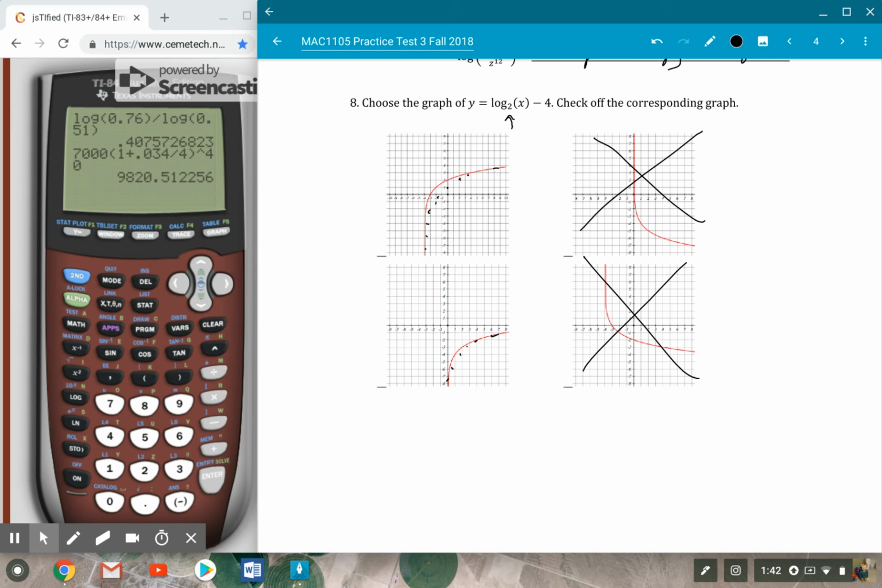It's headed up. Now I can use the minus 4. A minus 4 outside the parentheses is a shift down. And so out of these two, which one has been shifted down? Well, it has been this one. So I would put a check mark next to that graph.